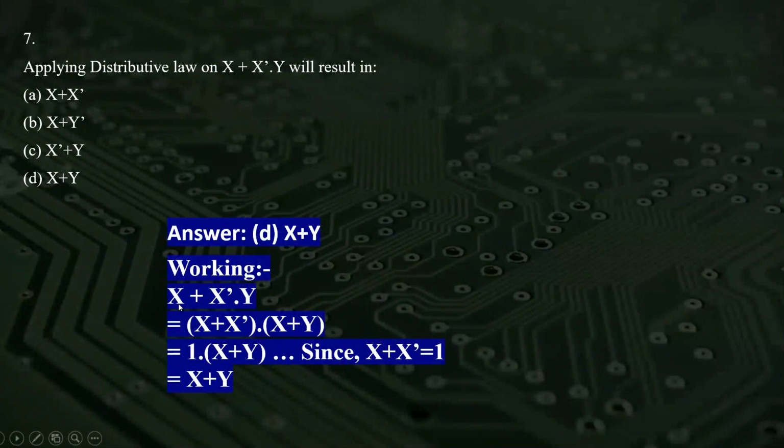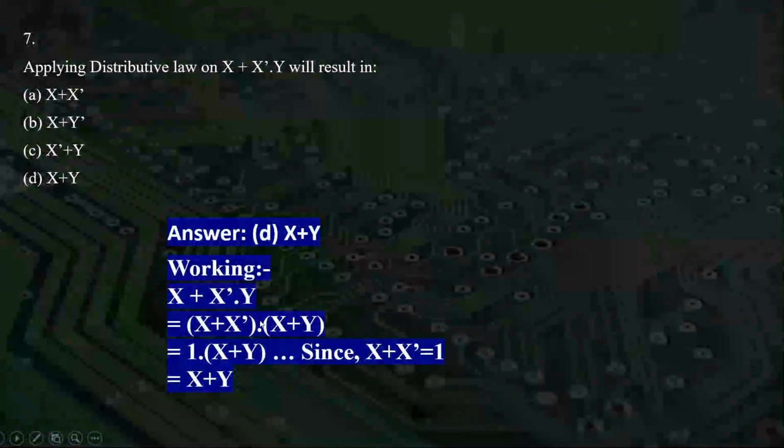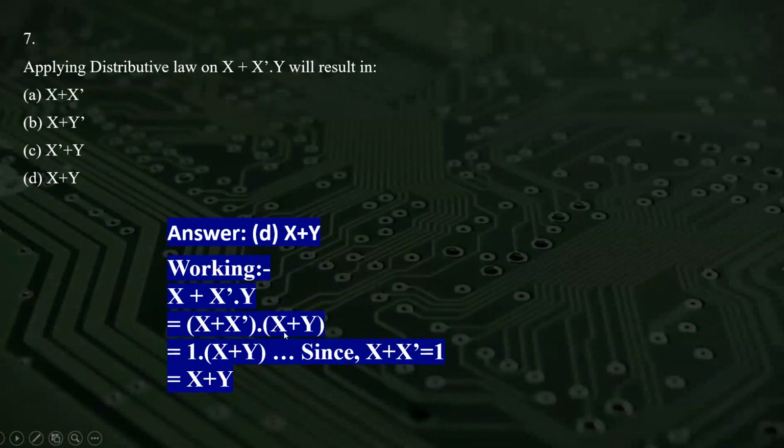See, if I apply distributive law, x plus x bar dot y will become (x plus x bar) within bracket dot (x plus y) within bracket. Now, x plus x bar becomes 1. So it becomes 1 dot (x plus y) within bracket, and the final answer comes x plus y.